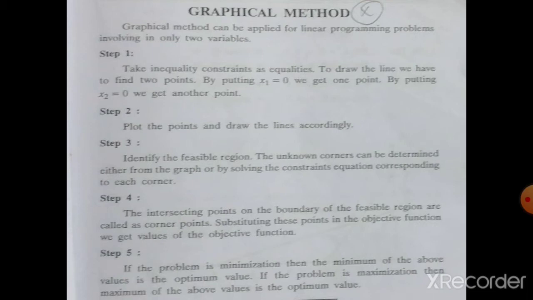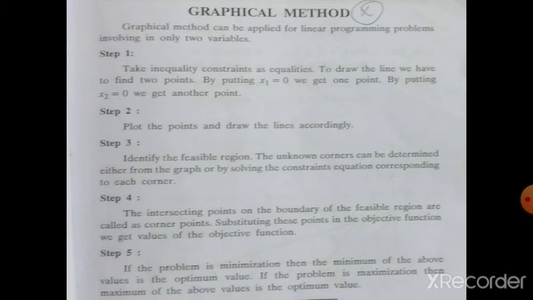Substituting these points in the objective function, we get the values of the objective function. The intersection points you find by solving the equations, otherwise by using the graph. Finally, you substitute these values in the objective function. If the problem is minimization, then the minimum of the above values is the optimal value. If the problem is maximization, the maximum of the above values is the optimal value.